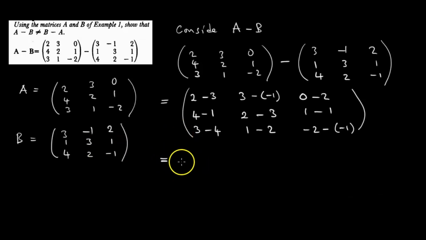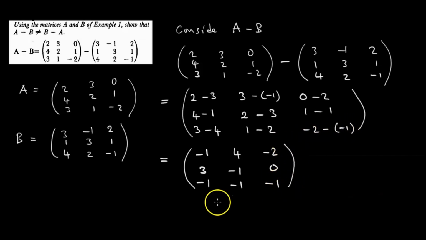So now this is equal to 2 minus 3, that's minus 1. 4 minus 1 is 3. 3 minus 4 is minus 1. 3 minus minus 1 is the same as 3 plus 1, which is 4. 2 minus 3 is minus 1. 1 minus 2 is minus 1. 0 minus 2 is minus 2. 1 minus 1 is 0. And minus 2 minus minus 1 is the same as saying minus 2 plus 1, which is minus 1. This is the answer we are getting.